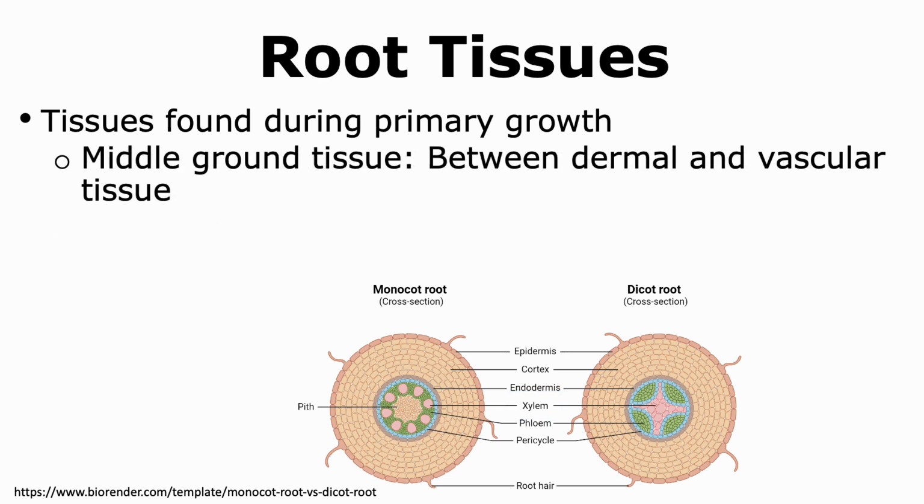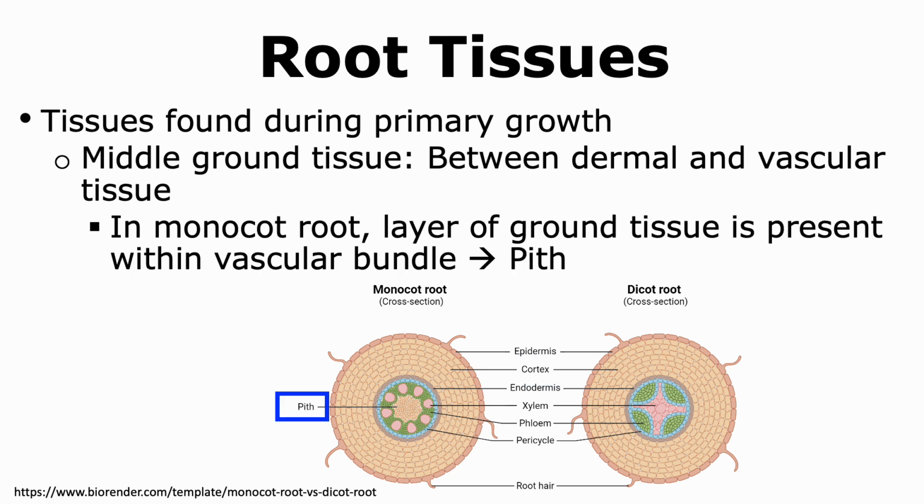Between the dermal and the vascular tissues, we can find the ground tissue. The ground tissue is sometimes also called the cortex. In the roots of monocots, there is a layer of ground tissue present within the vascular bundle. This layer of ground tissue is called the pith.